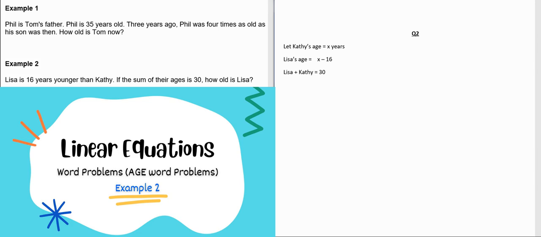So Lisa is x minus 16, plus Kathy, which is just x. Then all this should be equal to 30, because the sum of their ages is 30. Sum means addition in mathematics. So we have x minus 16 plus x equal to 30.